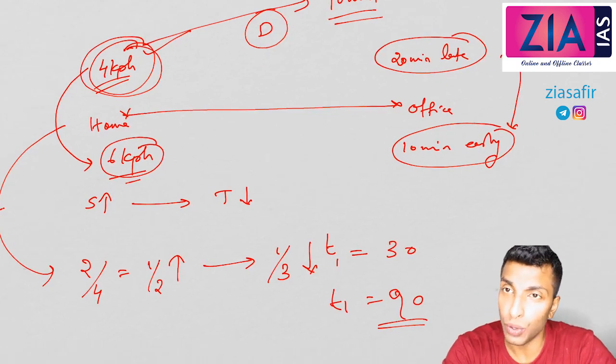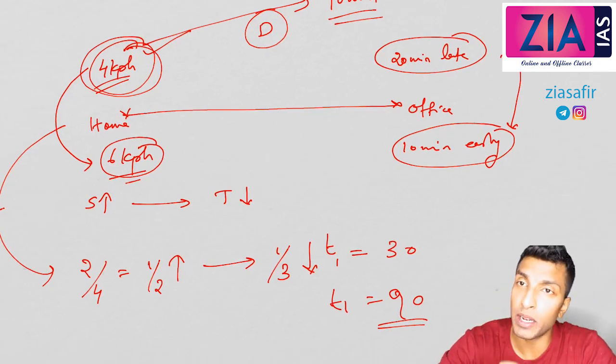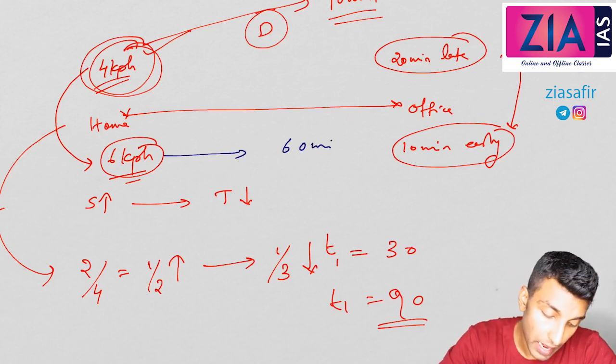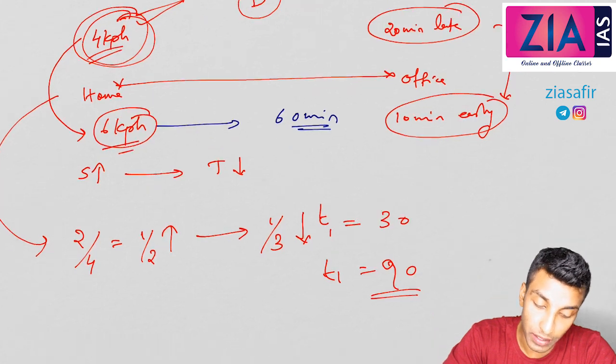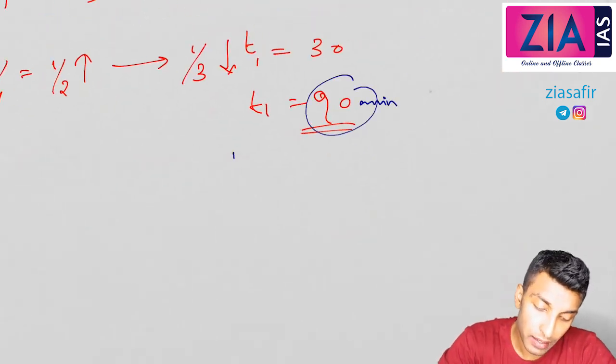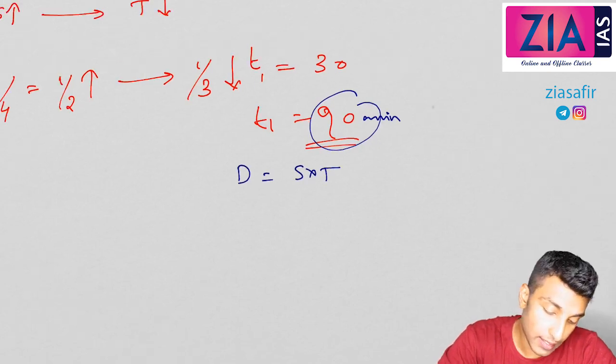That's it. So if you're traveling at 6 km/h, how much time are you taking? 90 minus 30, because there is a change in time. 90 minus 30, that is 60 minutes. But that is not required. As soon as you get this 90 minutes, you got the answer. Why? Because distance is what is asked.